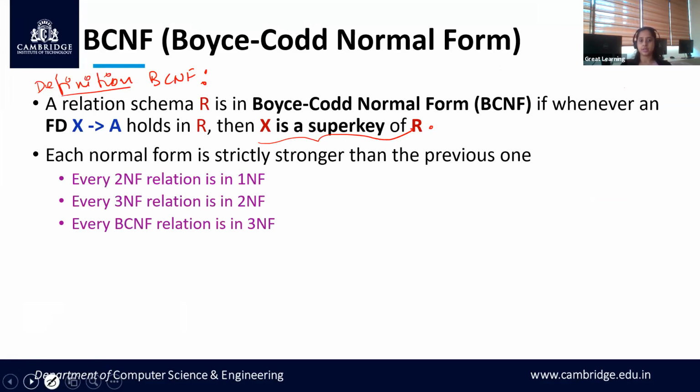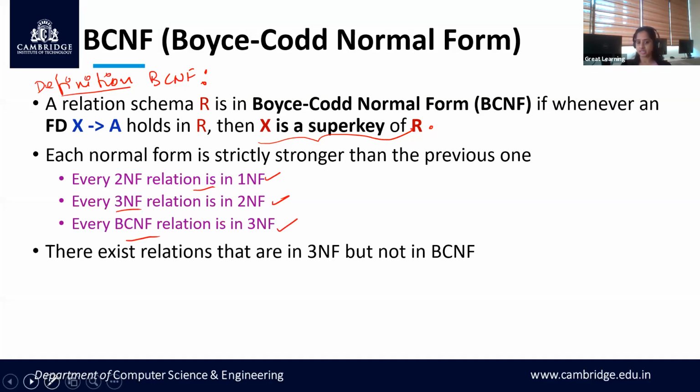Okay, so each normal form is strictly stronger than the previous one. Yeah, I have already told you that. Every 2NF relation is in 1NF. Every 3NF relation is in 2NF. Every BCNF relation must be in 3NF.